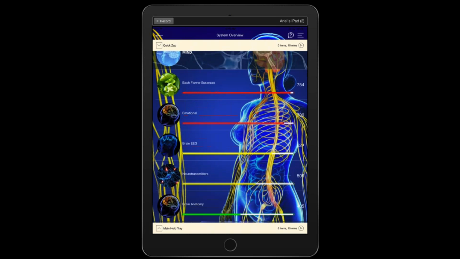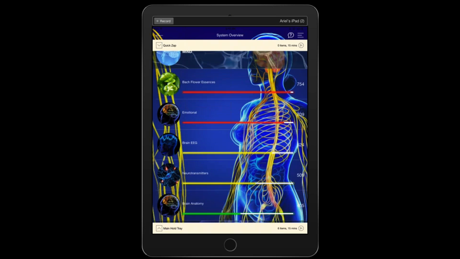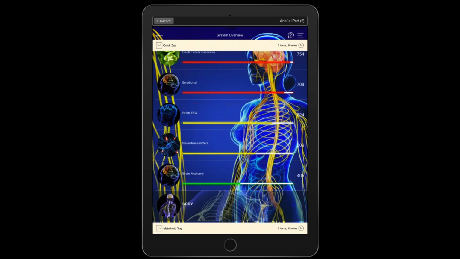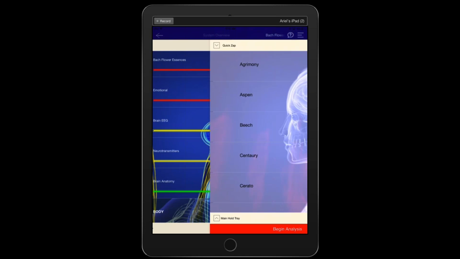In the mind, we have things that deal with the mental and emotional. I'm not sure that these categories were ever perfectly delineated, yet this is what we have. So mental and emotional, we've got Bach flower essences. Now, if you do not do anything else, and you only want to do one thing for your day, I would recommend running the Bach flower essences. And if you have a little bit of extra time, I would run the emotions.